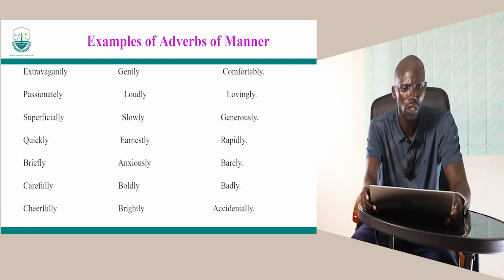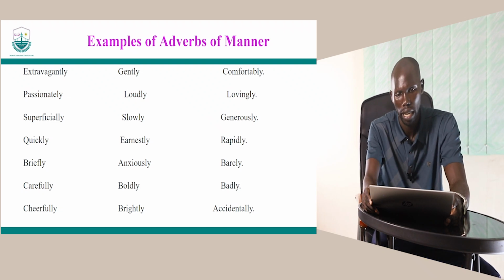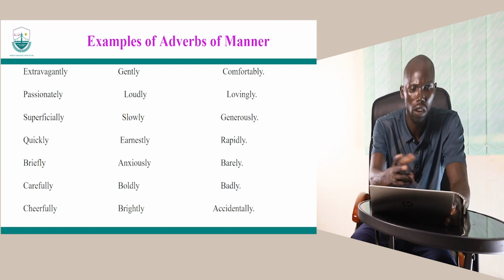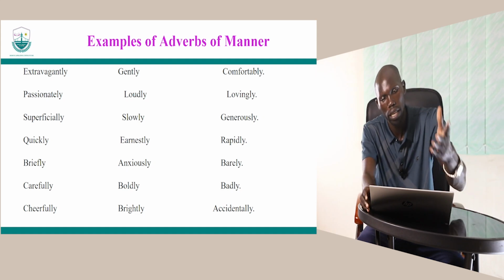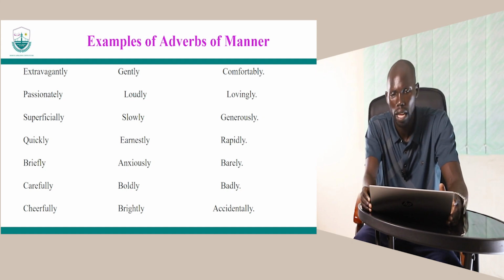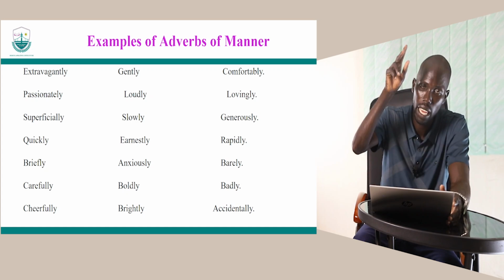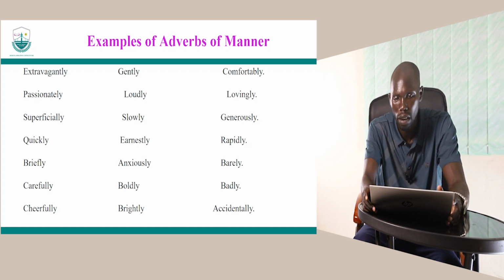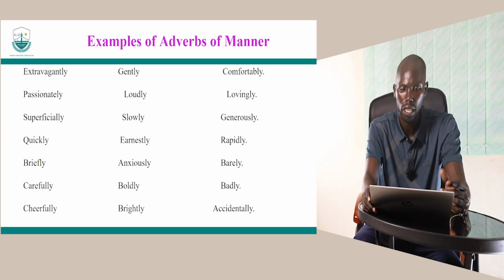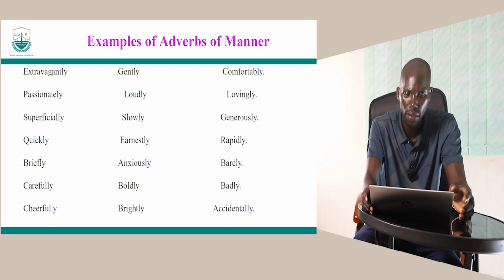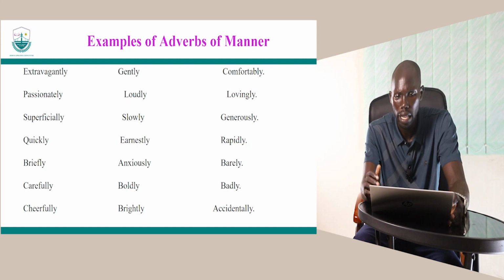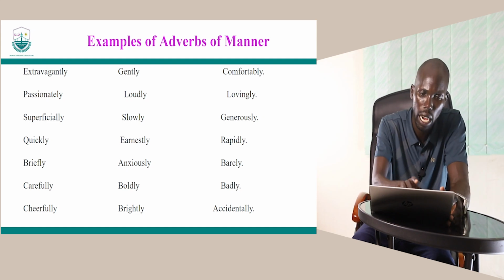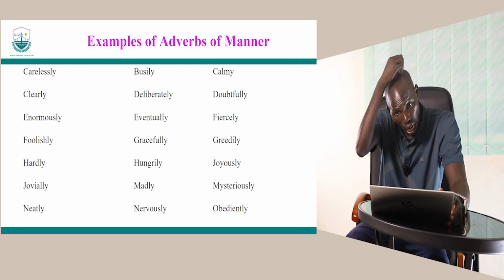And then it can be superficially, slowly, generously, quickly, honestly, rapidly. All of these are telling us how something is done or how something occurs, how something happens, which means they in themselves are adverbs of manner. Briefly, anxiously, fairly, carefully, boldly, badly, cheerfully, brightly, or accidentally. These are words that are termed as adverbs of manner.